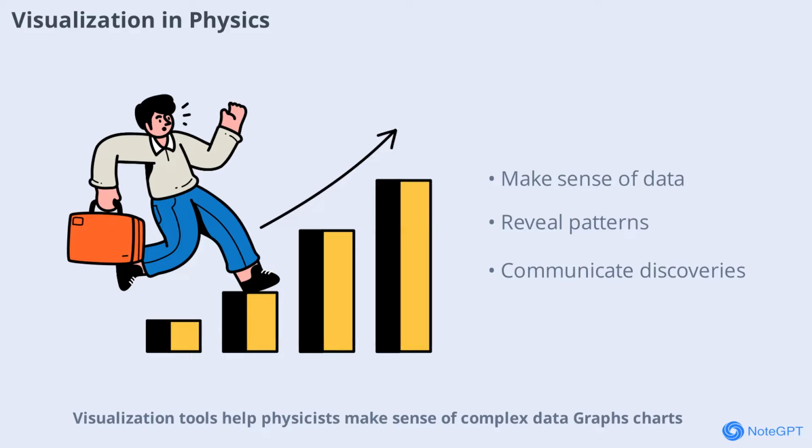Visualization tools help physicists make sense of complex data. Graphs, charts, and computer-generated images reveal patterns and relationships that might otherwise go unnoticed. These tools are essential for communicating discoveries and advancing our understanding of the Standard Model.